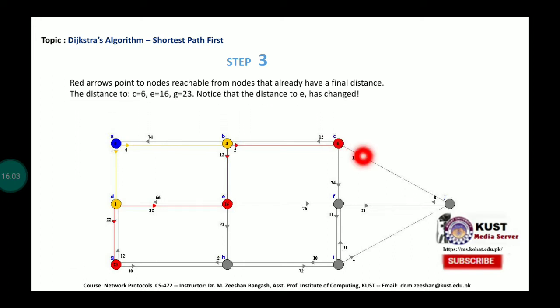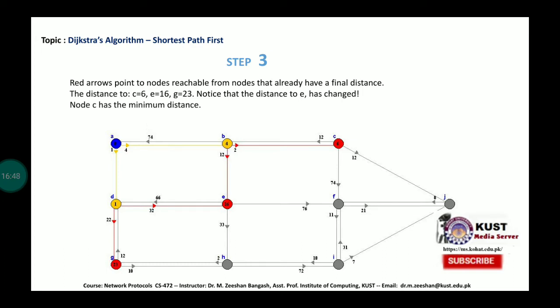And similarly, when we calculate the distances as we did in step number 2, for vertex C the total distance from initial vertex A is 6, and similarly for E it is 16, and we already know that we have previously calculated G is equal to 23. So from these three distances, the shortest is C equal to 6. So now C equal to 6 will be color coded, that is, the color of this node will be changed to yellow. We'll change the status, and we can notice that the distance to E has already changed.